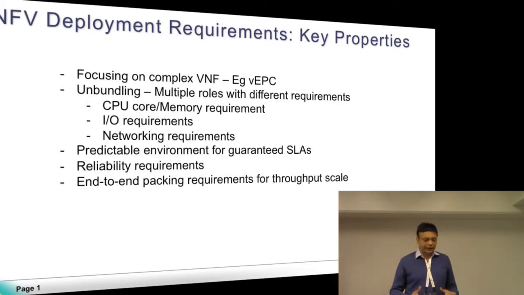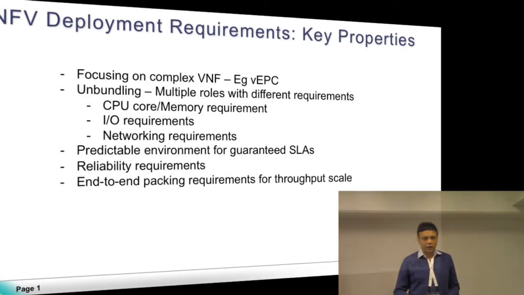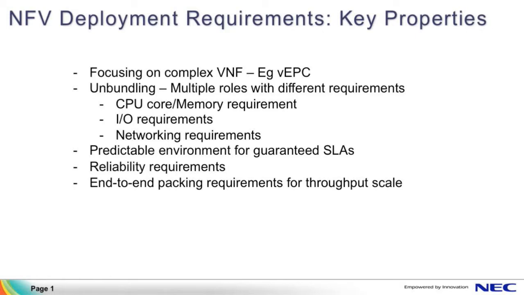Each of these different parts of that whole application may have different types of CPU core or memory requirements. For example, in the case of a virtual EPC, if you unbundle them and break them into, let's say, a control plane processing unit as opposed to a data plane, then the control plane might have more CPU requirement, while the data plane might have more of an I/O requirement coming from the compute host. And there can also be different types of networking requirements. So the question is that you have to create an environment that can tune and specifically support different types of requirements as imposed by those functions.